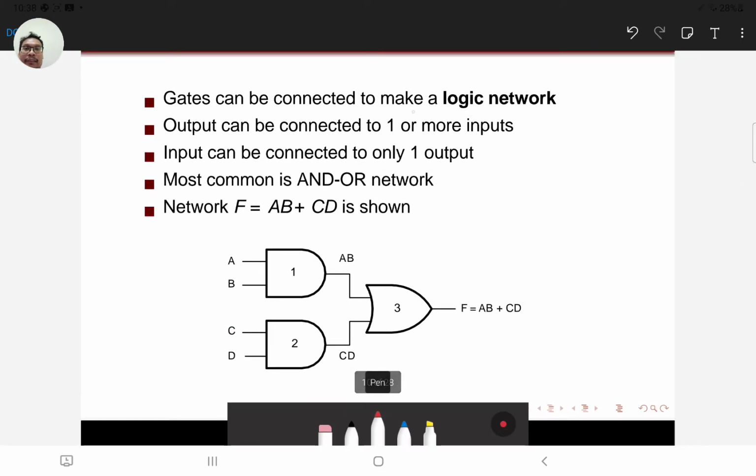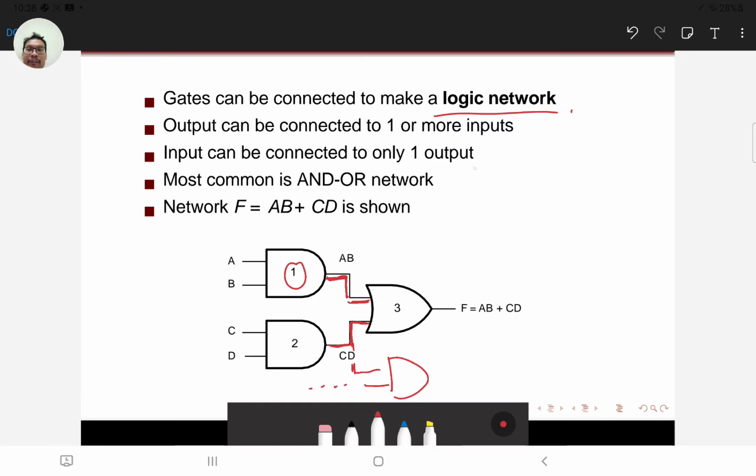Gates can also be connected to make a logic network, any arbitrary logic network that we want. And an output can be connected to more than 1 input. For example here, we have only 1 output of gate 1. This is gate 1 connected to 1 input of gate 3, and gate number 2 is also connected to the input of gate 3, but in fact we can also connect this to another gate. So basically the output can be connected to more than 1 input or different gates.